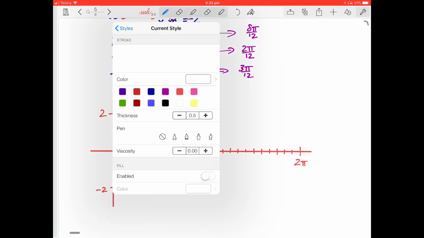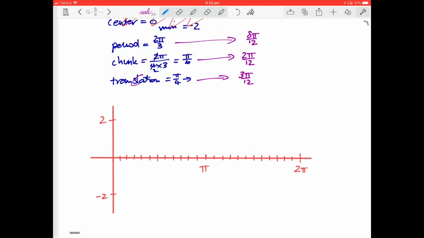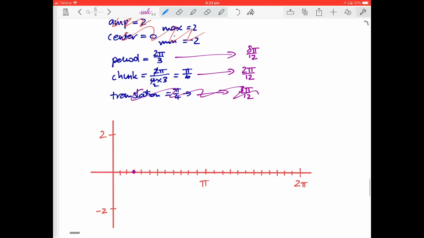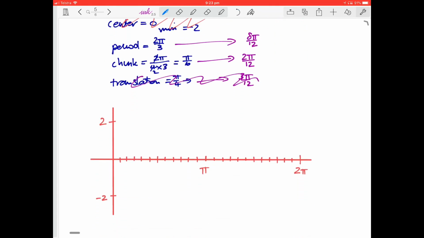Okay, what do we know? Our graph has been moved 3 pi on 12 to the right. So we start at 3 pi on 12. We know every 2 pi on 12 we've got to do something, and it is a, oops, I stuffed it up. It's a cos graph, so it starts at the top. So every 2 pi on 12 we've got to do something. So 2 pi on 12, 2 pi on 12, 2 pi on 12. Same again, and again, and again.